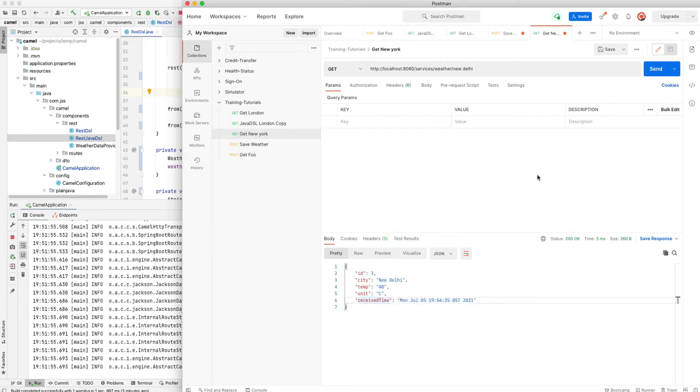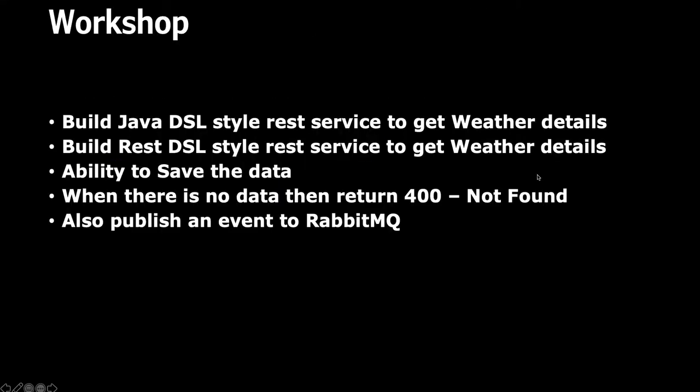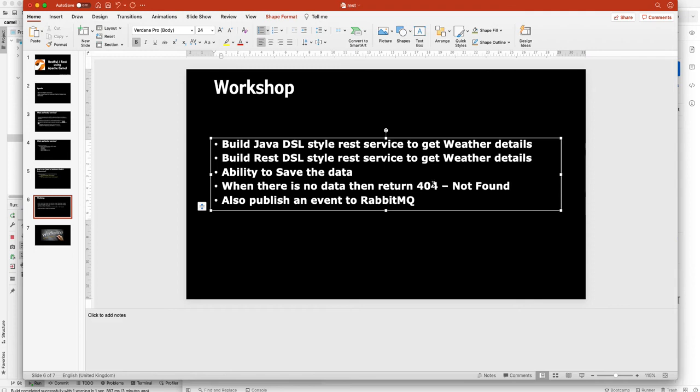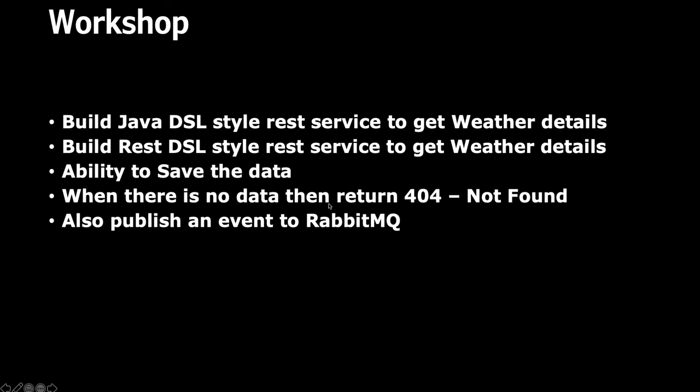Nice, isn't it? So what we have achieved so far, let's go back to our presentation, just a little pause here, and remind ourselves what we have done. We built a Java DSL style REST service to get weather. We built a REST DSL style service to get weather. And now we managed to save the data as well. Beautiful. We've done point number 4 as well. When there is no data, then return 404. You know what? This thing is annoying me. Why don't we fix the presentation? 404. Sweet. I like that. So when there is no data, return 404, not found. We proved that as well.